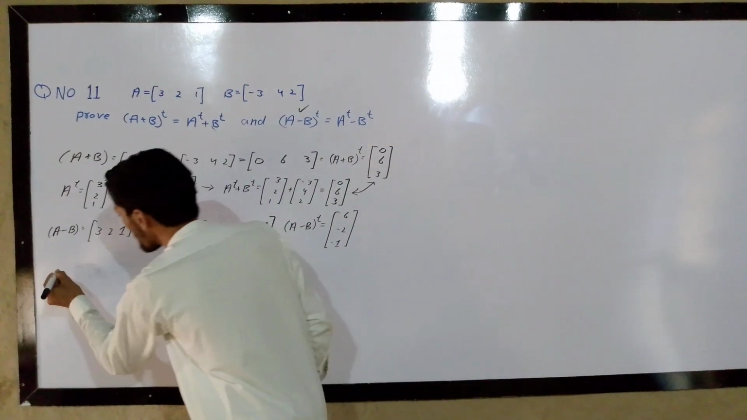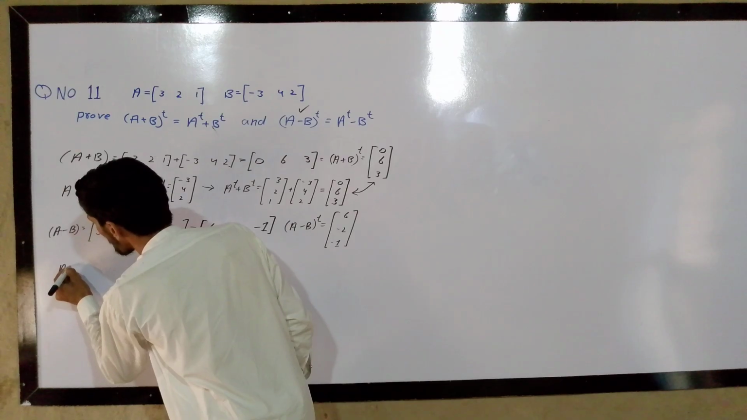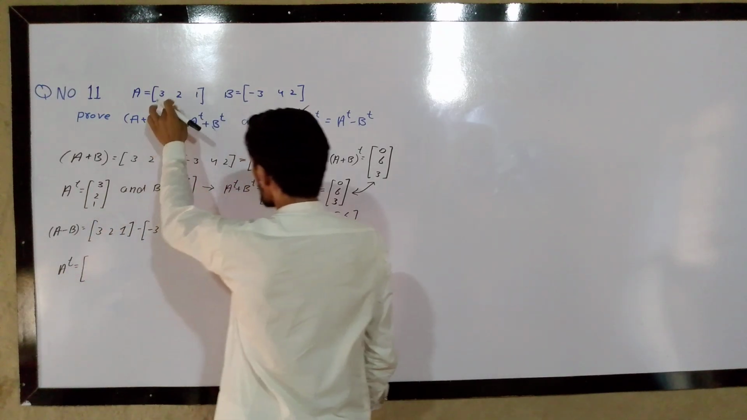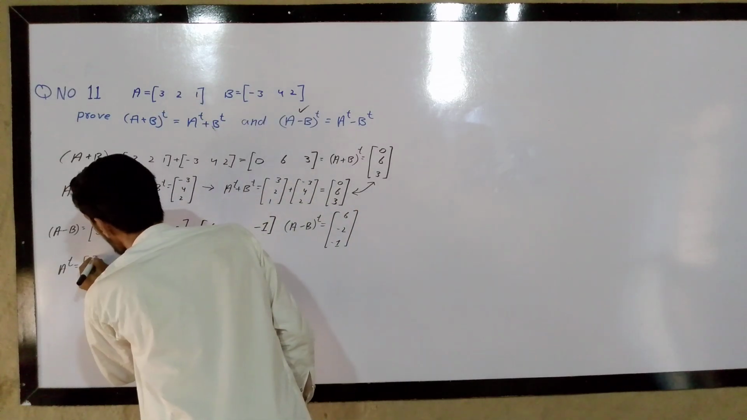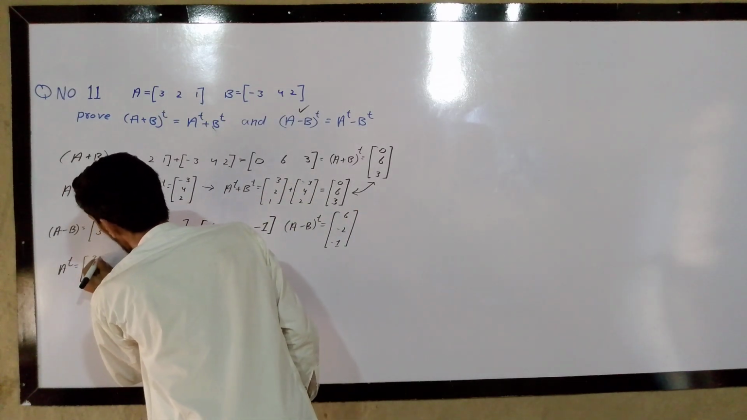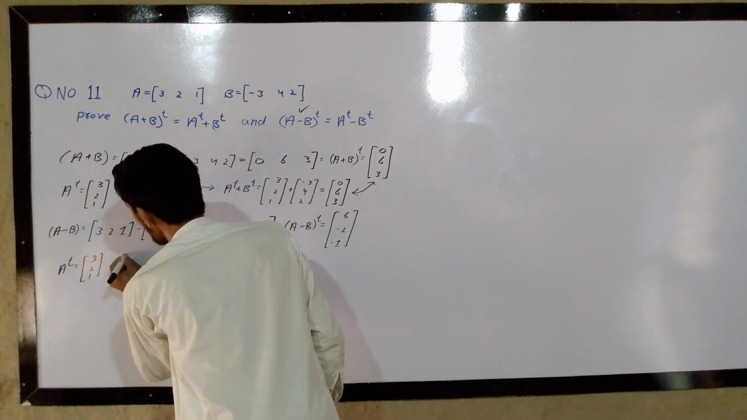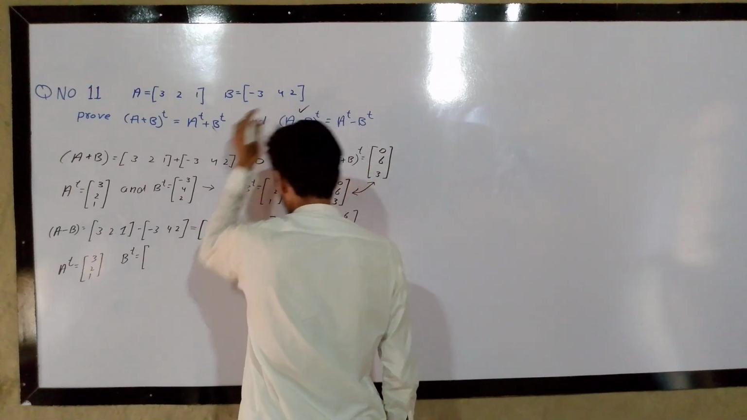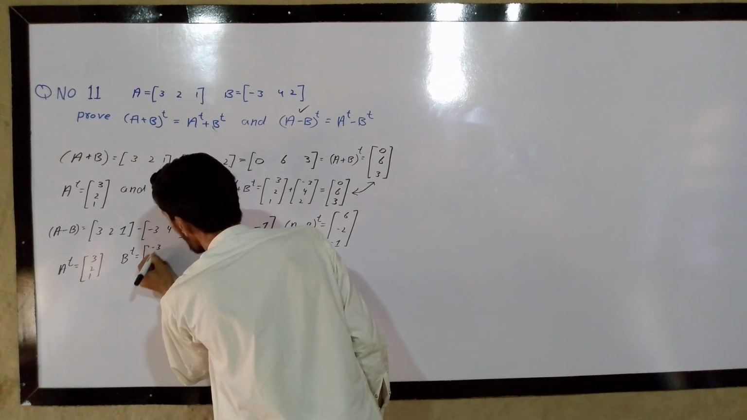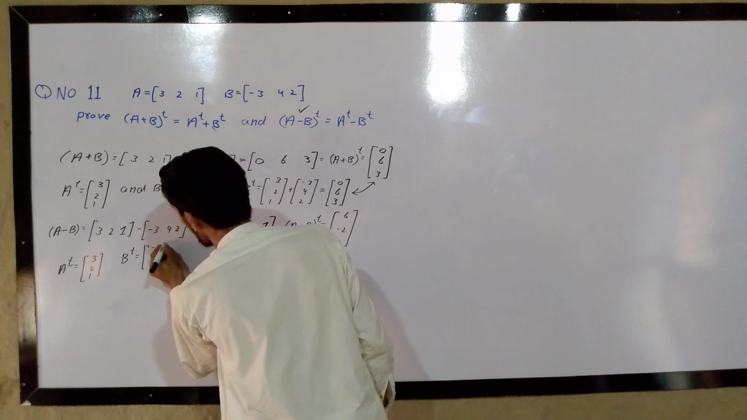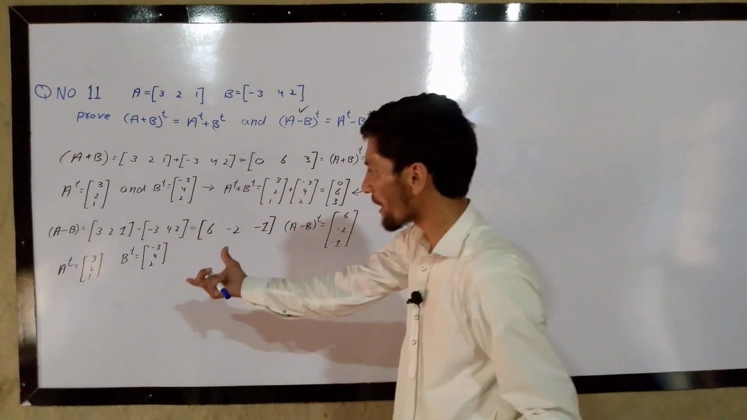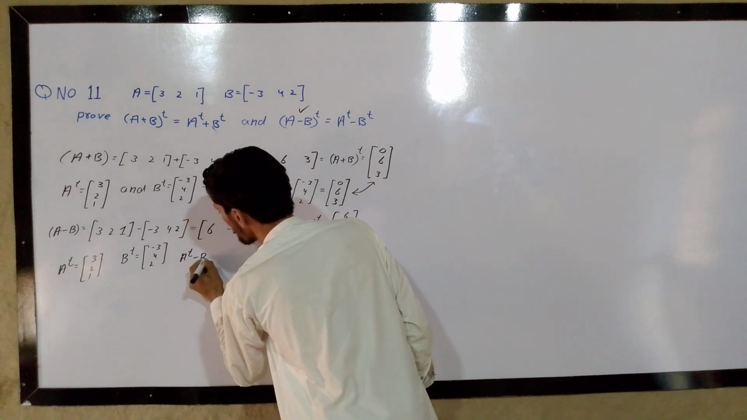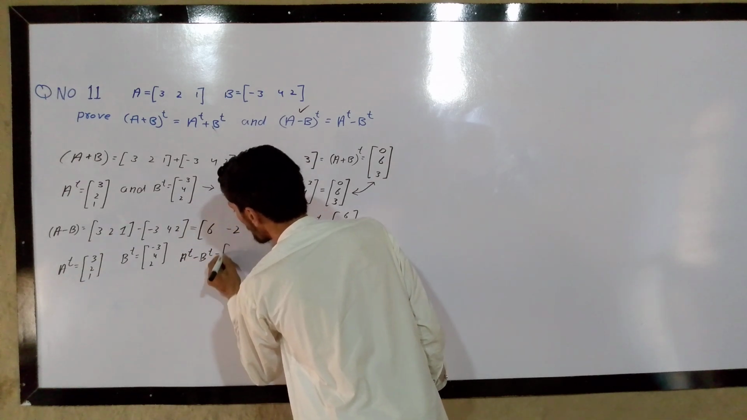Okay. So A transpose will be equal to 3, 2, 1. And B transpose will be equal to -3, 4, 2. So subtract it right now. That A transpose minus B transpose will be equal to.